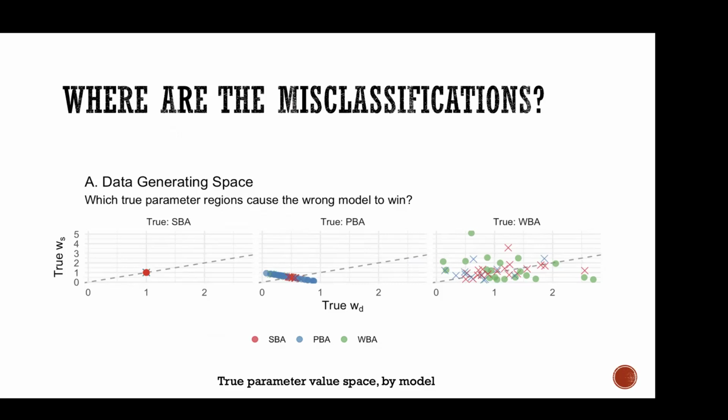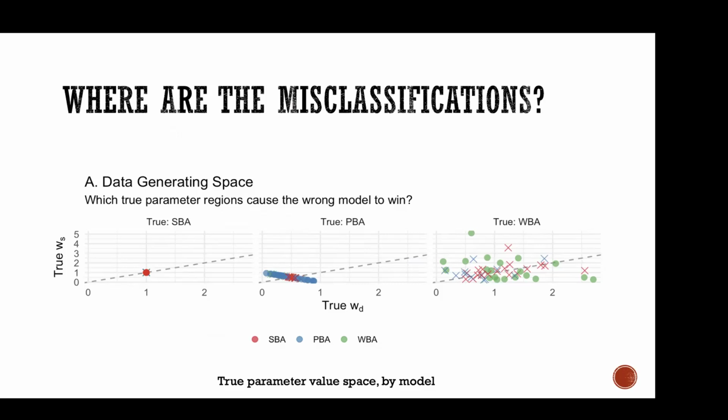Yeah, exactly. Then if we look at the WBA, we can see that the parameter values are all over the place, but the misclassifications tend to cluster along the diagonal, which again makes perfect sense, right?